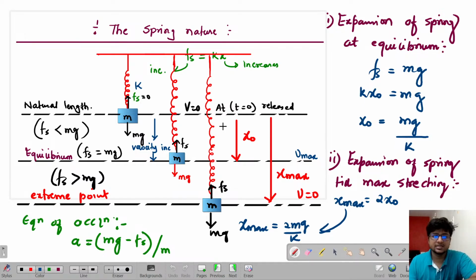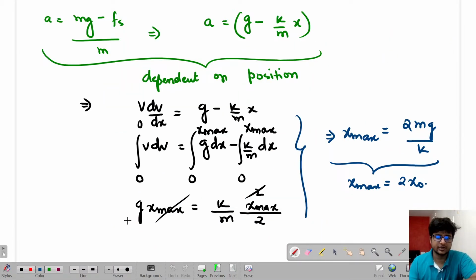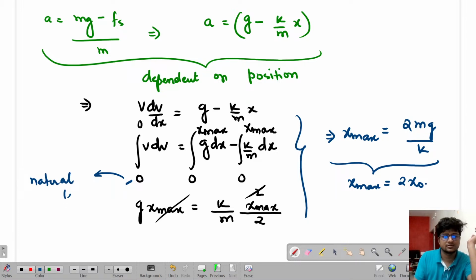And there is an expansion from the natural length till the extreme point, which we call x max. So I got to know how to find even x max. Look over here, you have used the acceleration equation here, which is dependent on position, and then based on that, if I do the integration from the natural length, the initial point is our natural length, and this point is my extreme point.